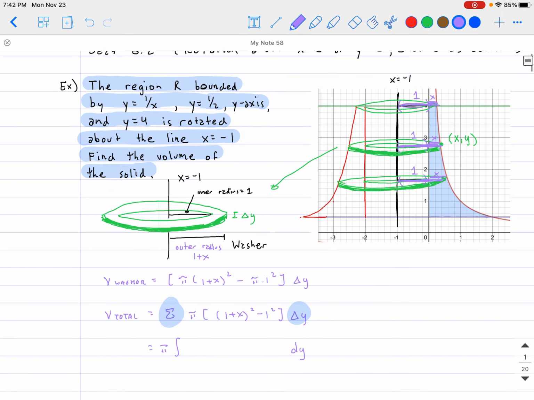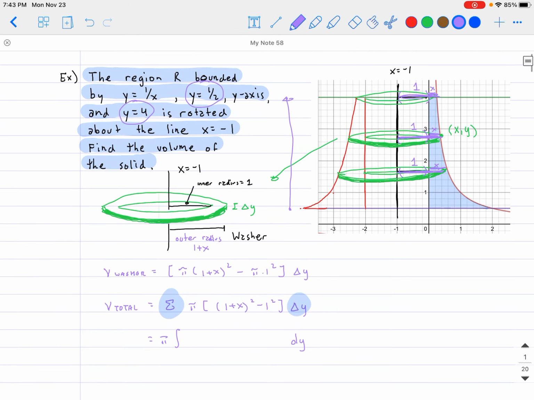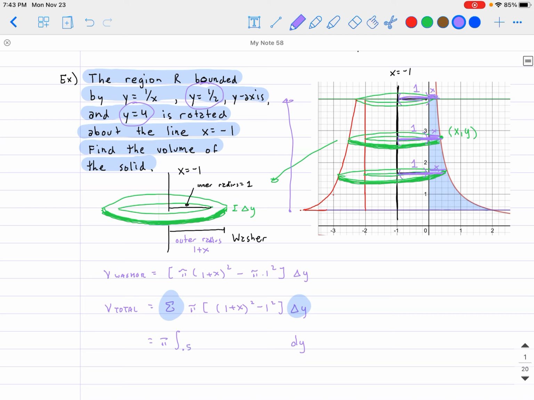Vertically, we are going to go from the very bottom all the way to the very top. So that looks like it's going to be 1/2, because that's where the lower bound is, going up to the upper bound, which is y is equal to 4. So it's going to be from 0.5 all the way to 4. And then we also have this equation over here.